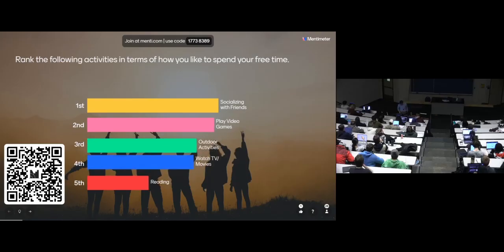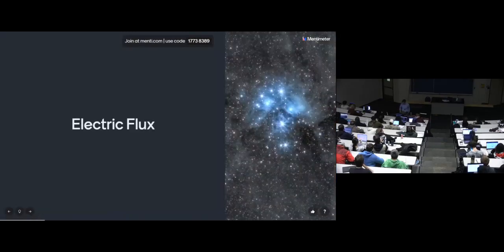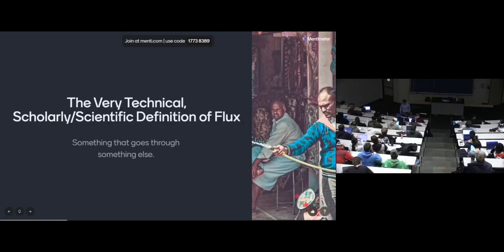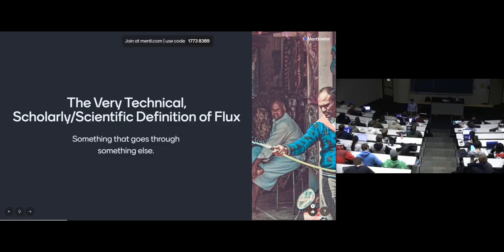Okay, now that we've gotten most everybody, or several of you logged in, let's define first, before we get to Carl Friedrich Gauss, the idea of electric flux. The very technical, scholarly, scientific definition of flux, according to Dr. Waldron, is that it's something that goes through something else. I get students that will spend hours upon hours trying to understand the concept that we're about to talk about here and forget this very simple idea that a flux is just something that goes through something else.